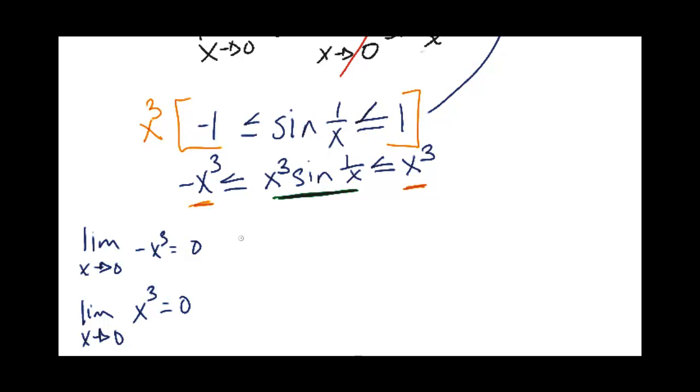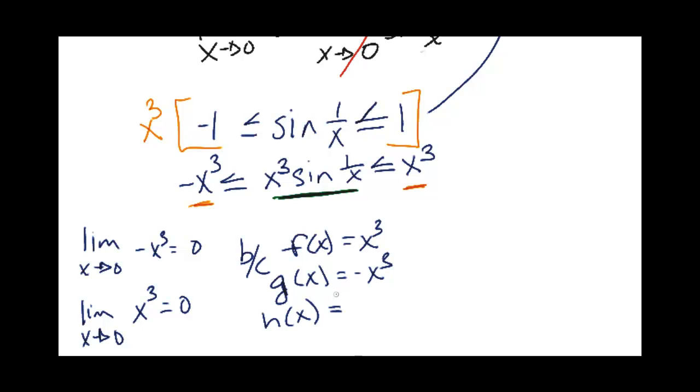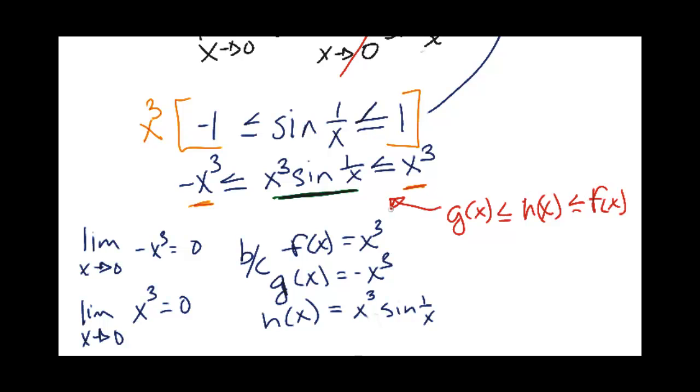So because your f of x in this case is x cubed, and your g of x is your negative x cubed, and your h of x, your central term, is your x cubed sine of 1 over x, what we have just now established is that g of x is smaller than h of x, which is smaller than f of x. Okay, that's what we proved right there.